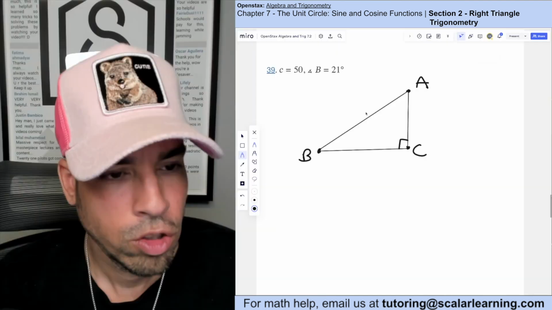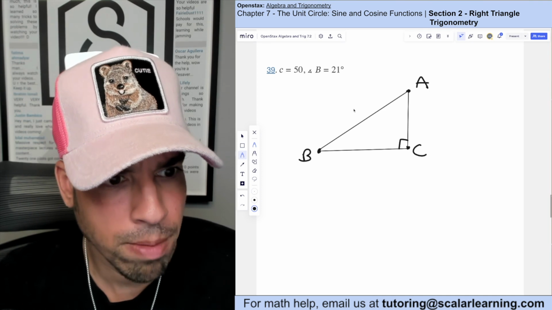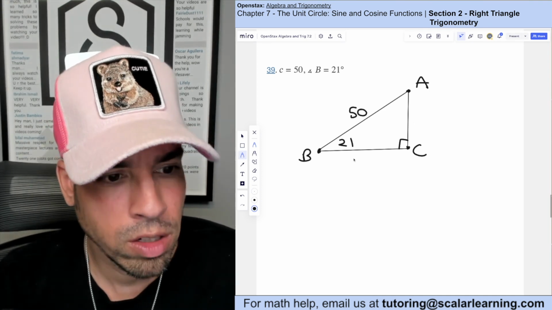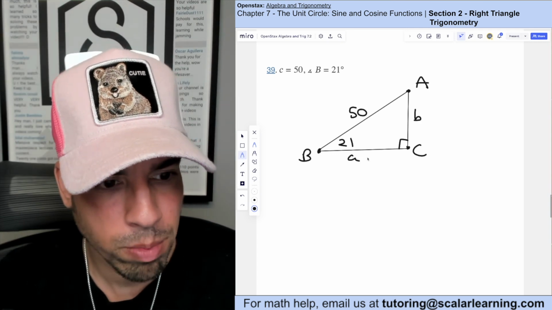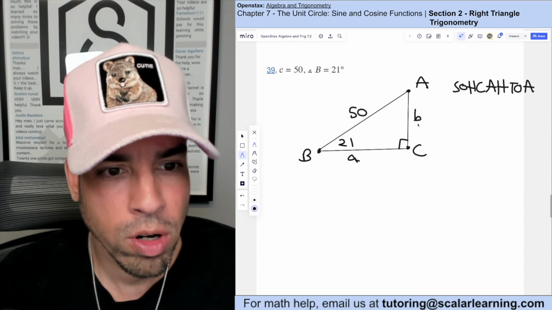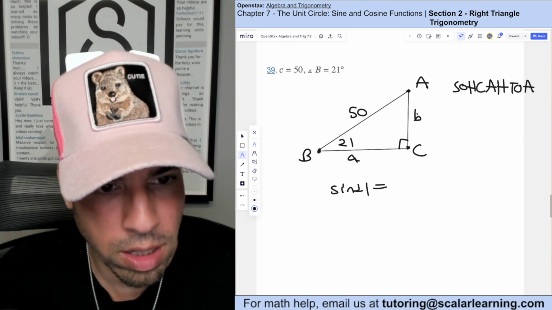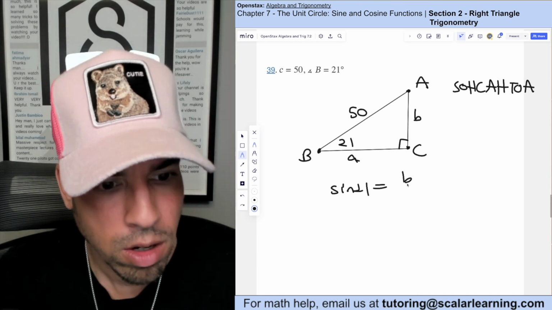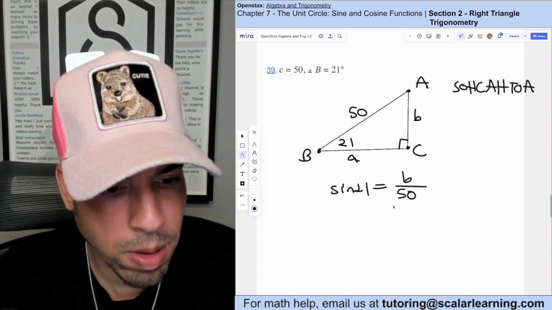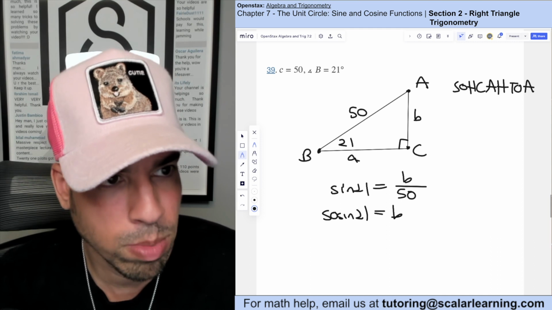Boom, done. So for this one, they didn't give us a triangle, so I'm drawing one out, and I see C, which is the hypotenuse, is 50. I see this angle B is 21. So we need to solve for A and B, which are the two legs. All right, let's write up SOHCAHTOA again. I'm going to start by trying to solve for B. So sine of 21 equals opposite, which is B, over hypotenuse, which is 50. Now to solve for B, we multiply both sides by 50, and I get B equals 50 sine 21. And now let's plug it into Desmos.